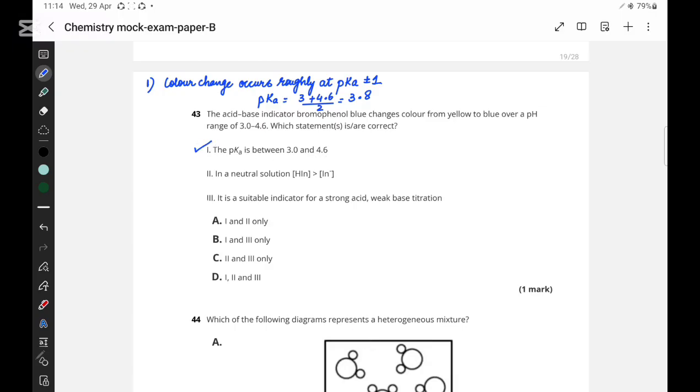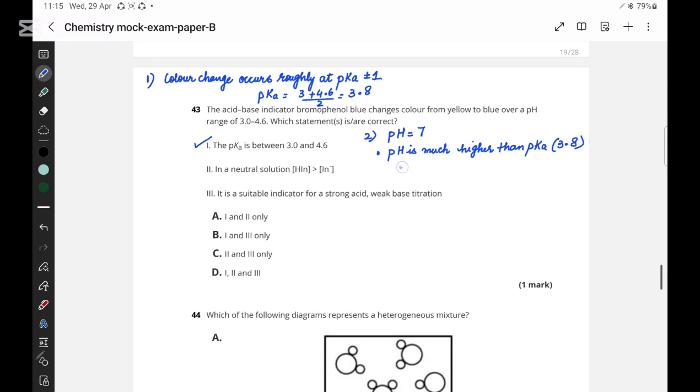For the second option, they are saying in a neutral solution, this HIn is greater than In minus. So one thing, when we have neutral solution, let's see option 2. When we have neutral solution, we know that pH is equal to 7. That means pH is much higher than pKa, which is 3.8. So what happens?